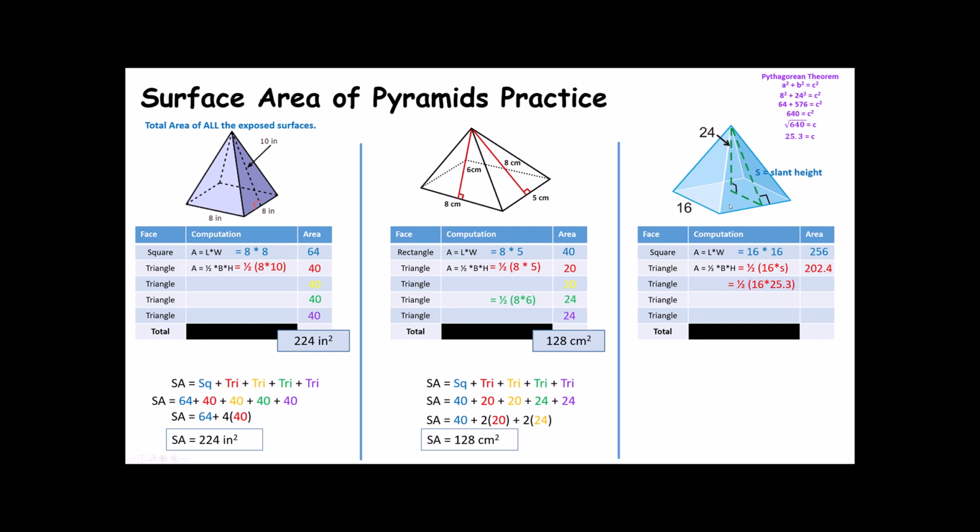Since the base is a square, I know those are all the same. And when I add them up, I get a surface area of 1065.6 square units.